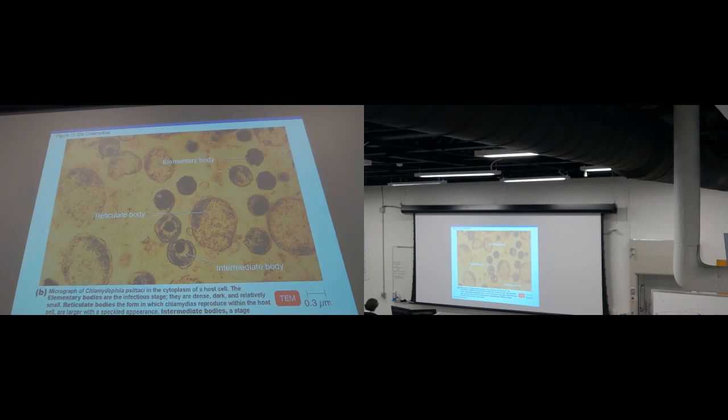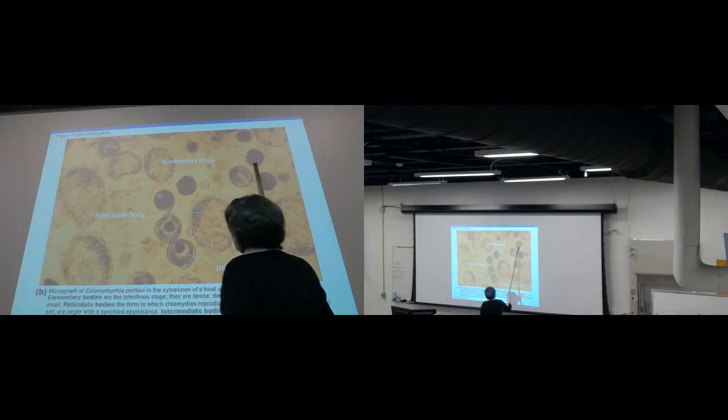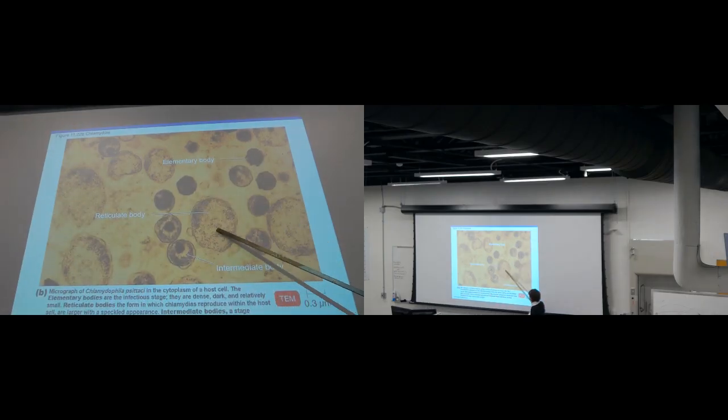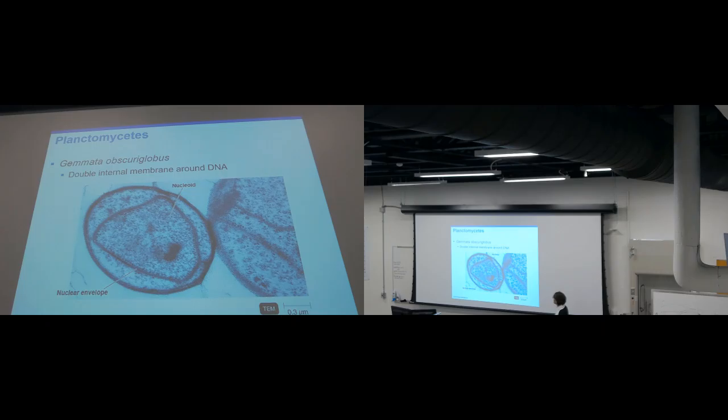So this is a micrograph of Chlamydia psittaci. So this is the elementary body, reticulate body, and something between reticulate and elementary body will be the intermediate bodies. It has a dark center, the intermediate bodies.